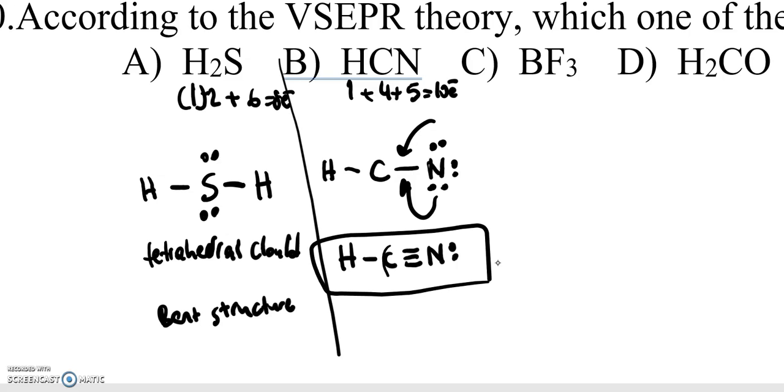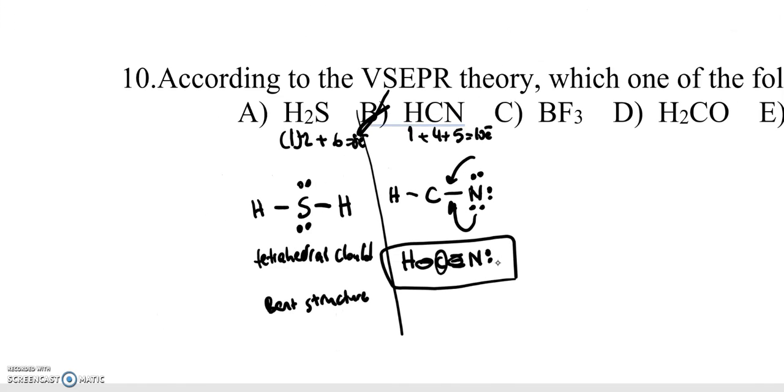So here I'm going to look at the central atom, and I have 1 cloud on the left, 1 cloud on the right. So we have a linear structure here. That's going to be the answer. Okay.